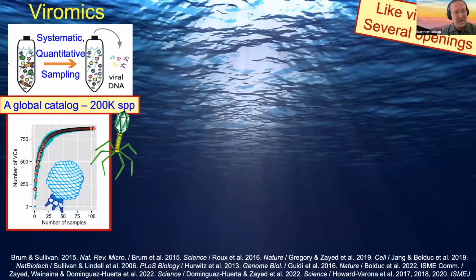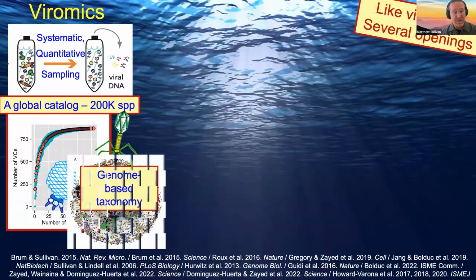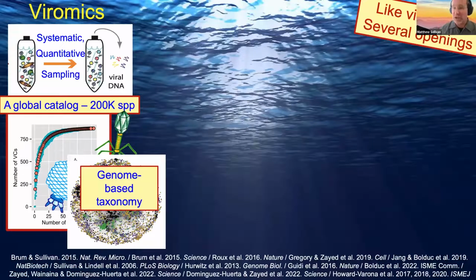And in that expedition, we were able to catalog 200,000 DNA virus species and begin to map these using genome sequence space with machine learning analytics and gene sharing to be able to develop a genome-based taxonomy. And this is a big advance because most of what we saw, more than 90%, was brand new, didn't fall into any kind of categories in publicly available databases.